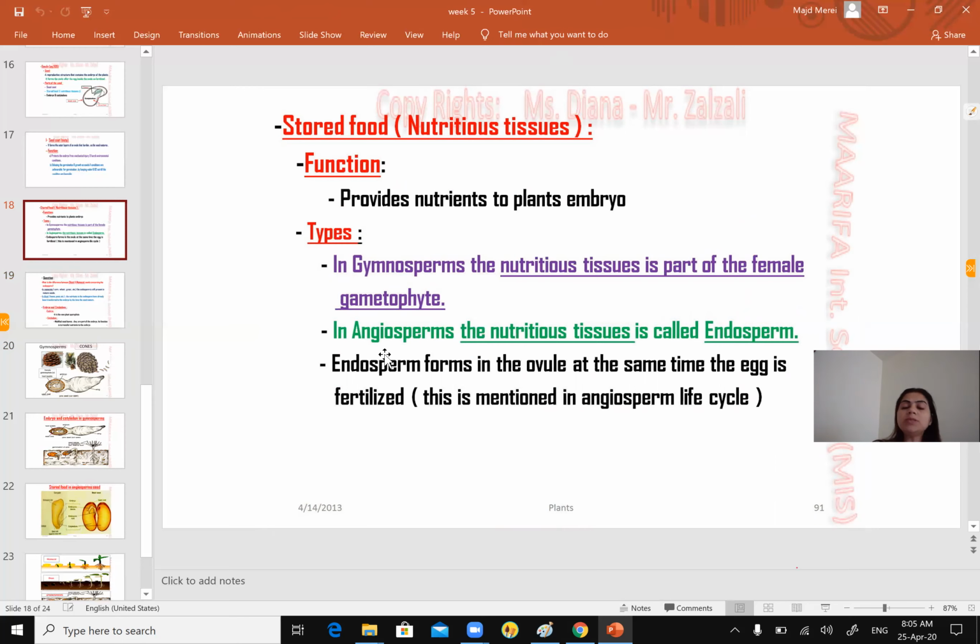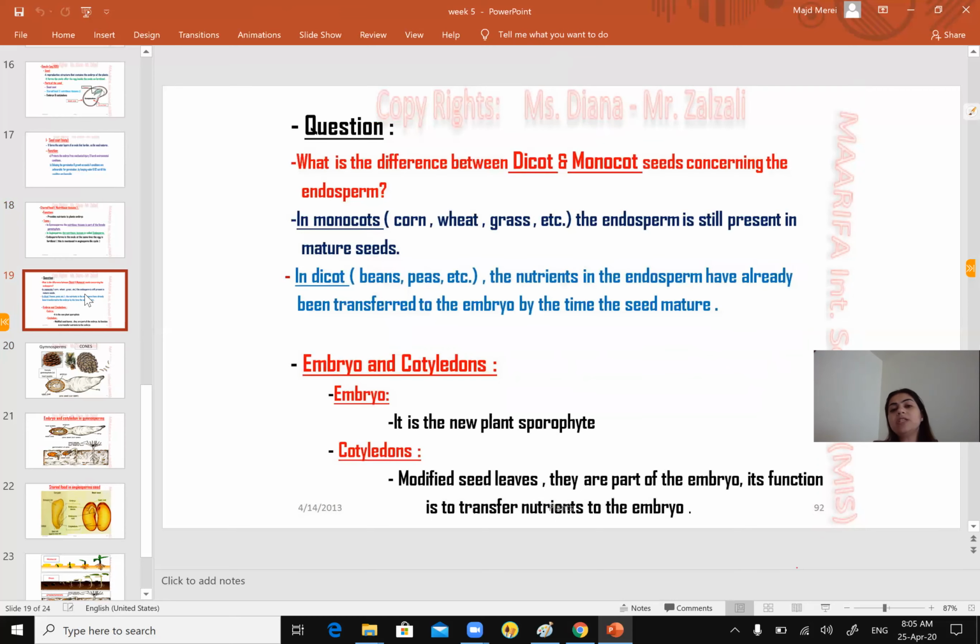In angiosperms, again, we discussed the double fertilization before. The endosperm is formed after double fertilization. Like why sometimes we said the nutritious part is labeled as endosperm, sometimes it is labeled as cotyledon. Let's see. What is the difference between dicot and monocot seeds concerning the endosperm?